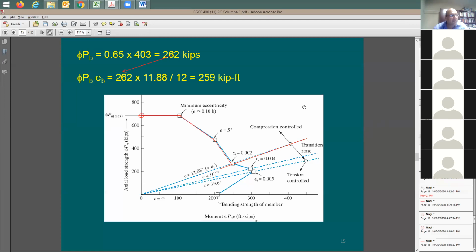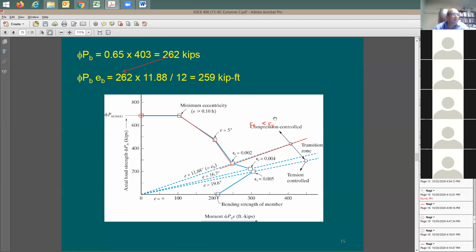So what happened? In the compression controlled, the strain in the tension steel is going to be lower than the yield strain, correct? And in the tension control or transition and tension control, in this case, the strain here is going to be more than epsilon y, if this makes sense to you guys. So now I know what's happening in this zone and in this zone. Okay, now can I continue my analysis, which means can I add more points to do the analysis on?